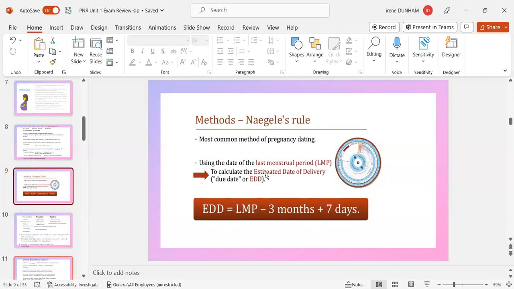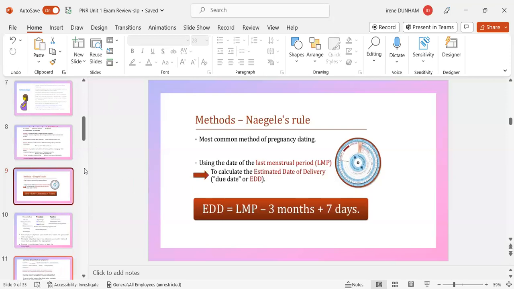I was trying to see if I have a little something here. Yes, how about this one? Okay, you ready? Because I'm going to let you guys answer it. Your pregnant client's first day of her last menstrual period was June 12th. Using Nagel's rule, calculate the client's estimated date of birth. Okay, so what is it? I got March 19th. Yes, and that is correct. Okay, so everybody has March 19th.